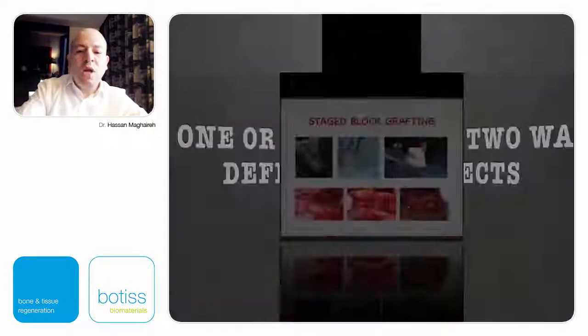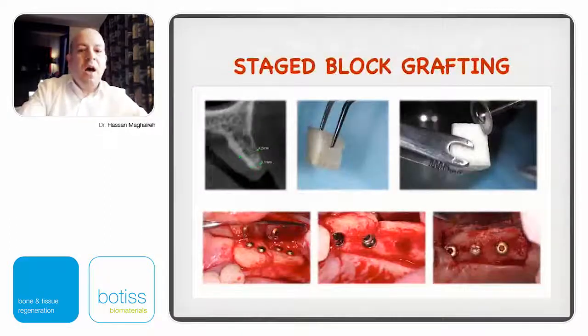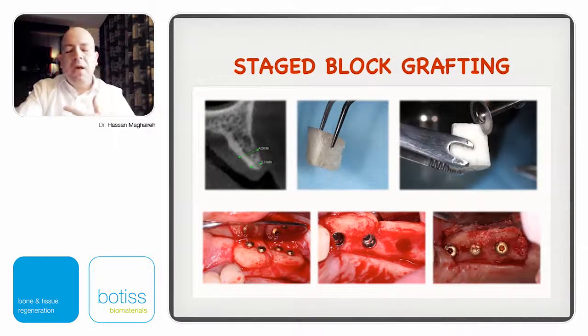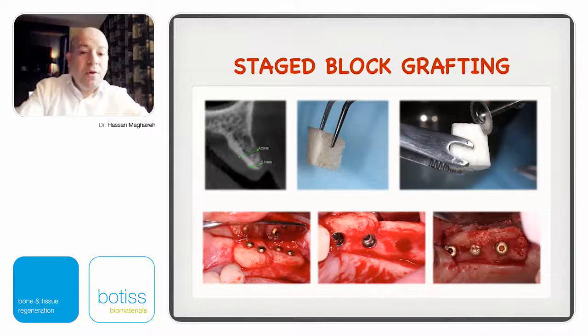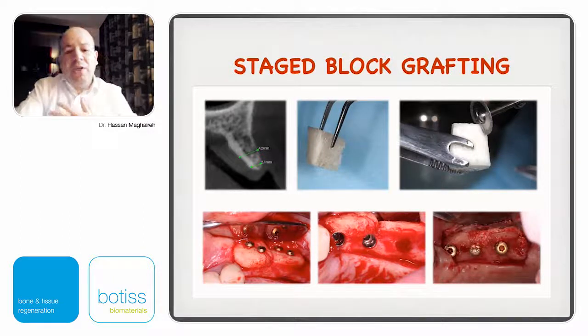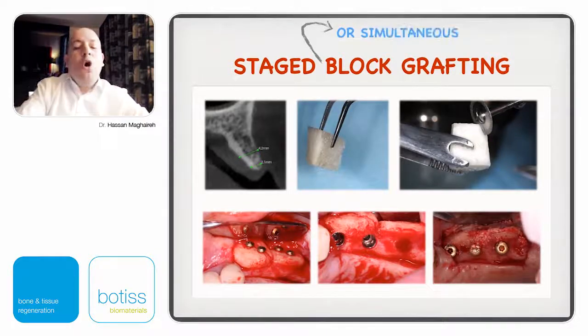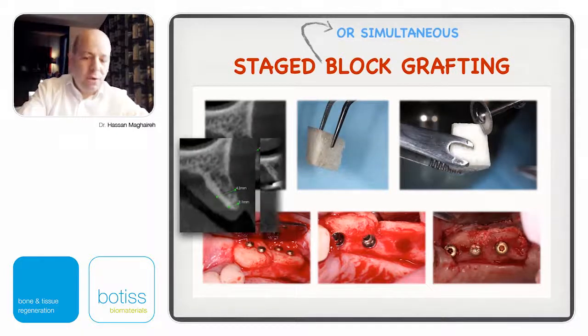In 1 or 2 wall defects, you could go for autogenous blocks from the chin, from the hip, from the ascending ramus, or you could use the blocks from botiss. But we all know it has to be staged block grafting. I like to use my maxgraft blocks personally. You could either go for all cancellous or corticocancellous. Or sometimes with botiss bone rings, it can allow you to do simultaneous implant placement with bone block grafting.